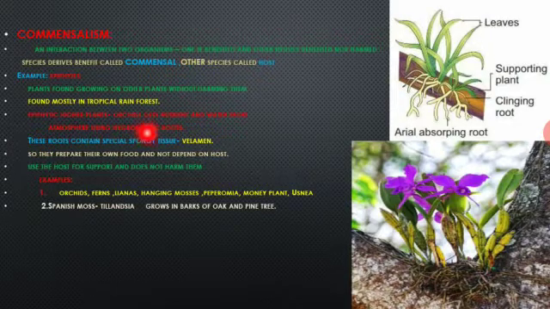Example orchid, the best example is orchid. So here they get the nutrients and water from the atmosphere because they have a root structure named hygroscopic roots. Okay. This hygroscopic root has a special spongy tissue. That spongy tissue is called velamen. Okay. So here they prepare their own food, so they will not depend upon the host plant.